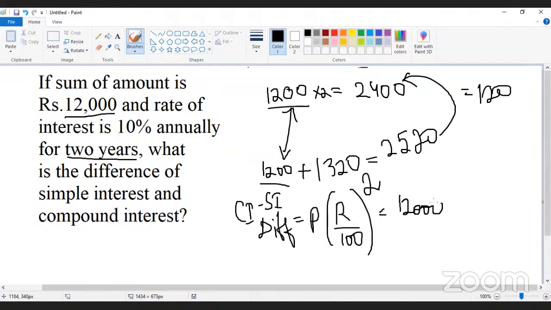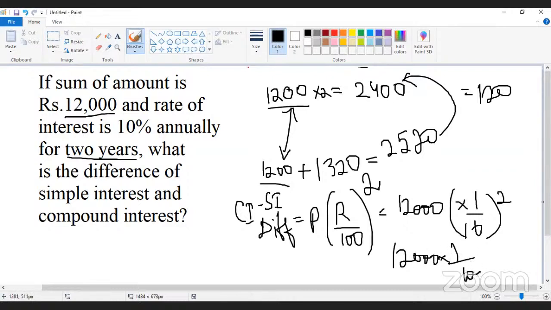12,000. What is the rate of interest? 10% by 100. That means 1 by 10. 1 by 10, the whole square. That means 1 by 100. So 12,000 times 1 by 100. If I simplify, I get 120. That means 120 is the difference between simple interest and compound interest. Are you clear with this? Yes, sir. Okay, very important question.